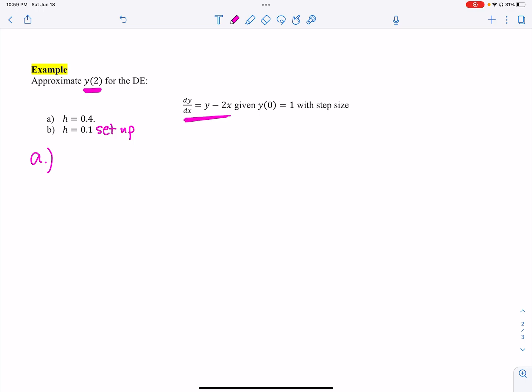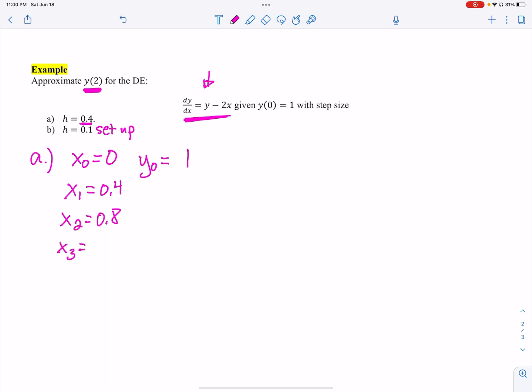Okay, so we have our dy/dx. This is going to be our slope, right? And then we have an x naught and a y naught. So I like writing all those down up front. X naught is 0, y naught is 1. They told me the step size is 0.4, so I know I'm going to count up by 0.4s. So x1 is 0.4, x2 is 0.8, I'm adding another 0.4, x3 is 1.2, x4 is 1.6, and x5 is 2.0, and I know to stop because that's what we are approximating.